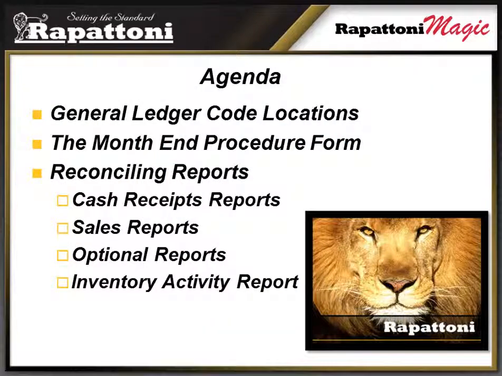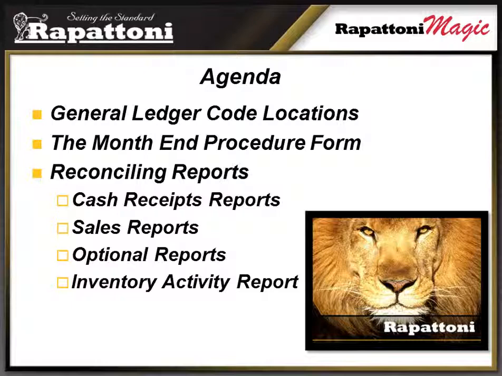Now let's talk about the agenda of today's presentation. The first thing we're going to do is take a look at the general ledger code locations. That way, when you're exporting your transactions from Magic, it can communicate well with your accounting software. Then we're going to give you an overview glance of the month-end procedure form and all the little ins and outs of that form.